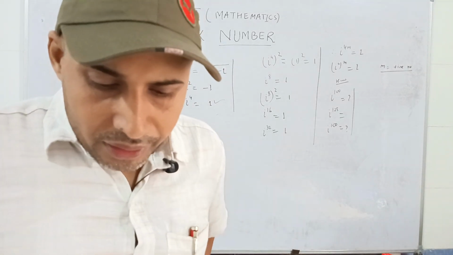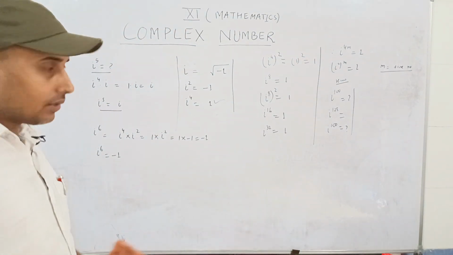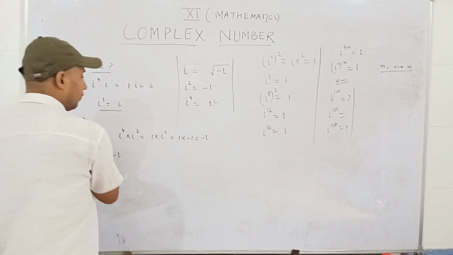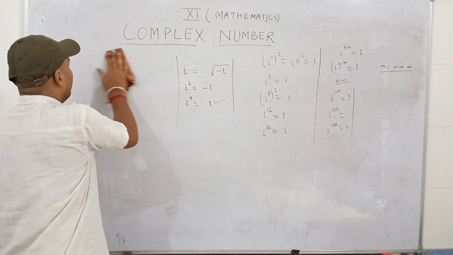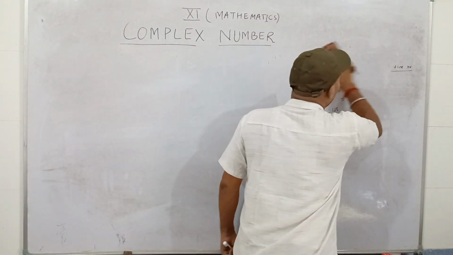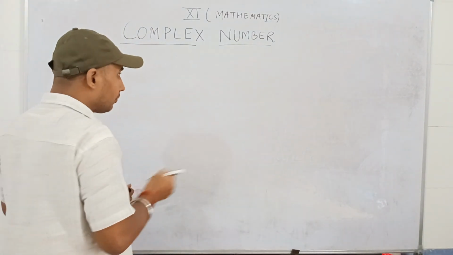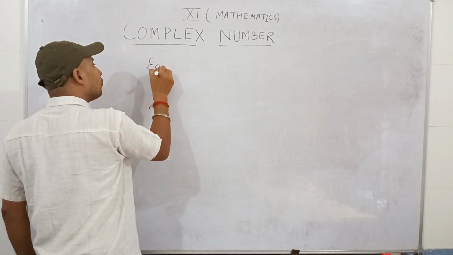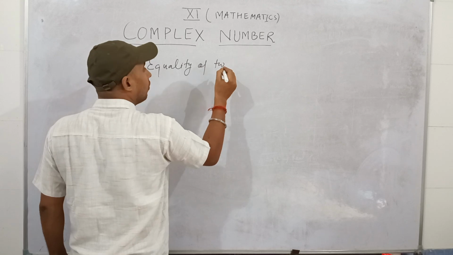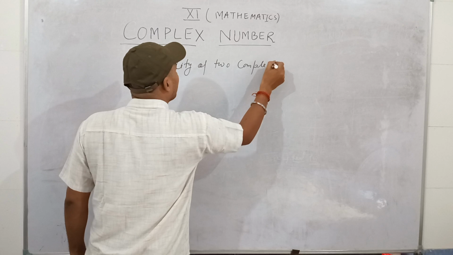I am talking about equality of two complex numbers. What is equality? Equality means if two complex numbers are equal, equality of two complex numbers.